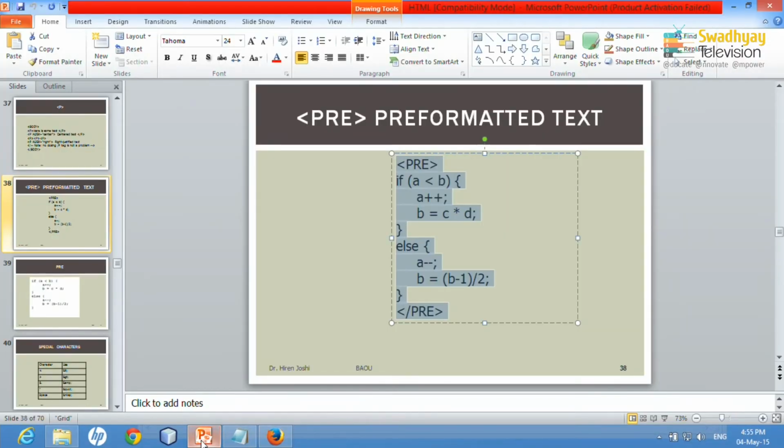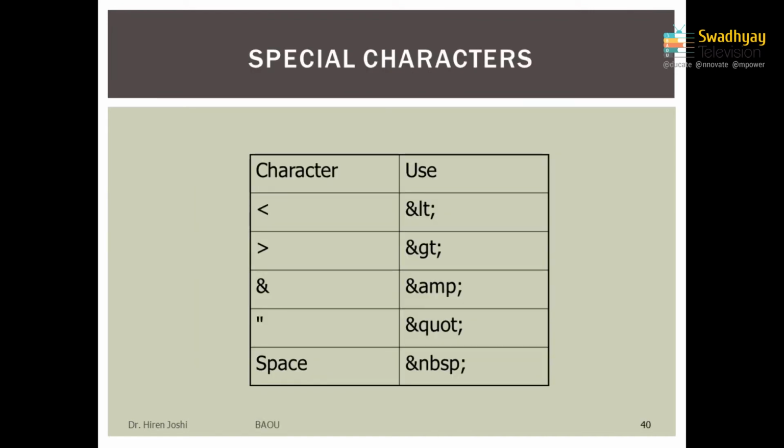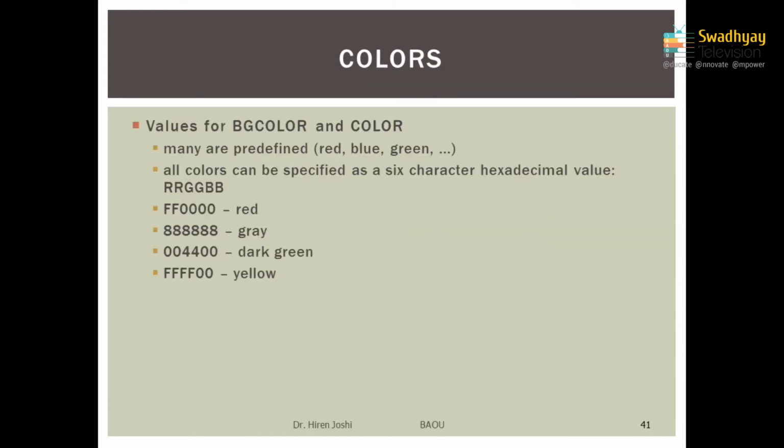Next point is special characters. HTML supports many special characters, like if you want to use the less than sign, you should use ampersand, LT, semicolon to display the less than symbol. In the same way for greater than, ampersand, quote and space.